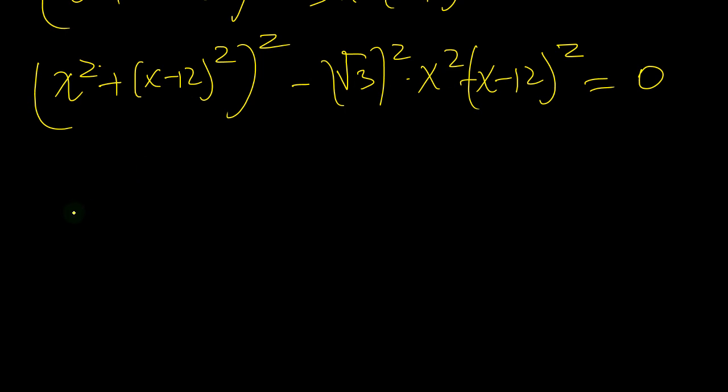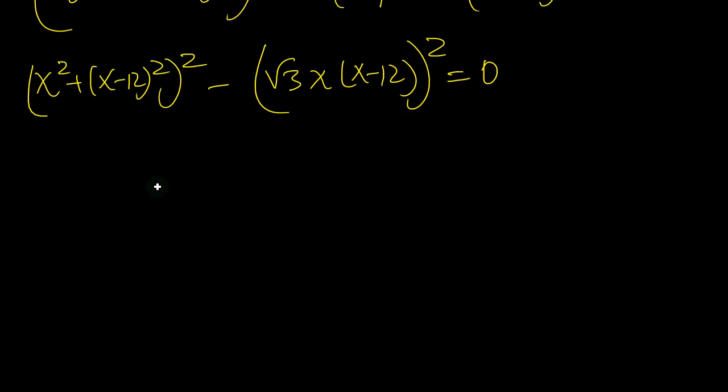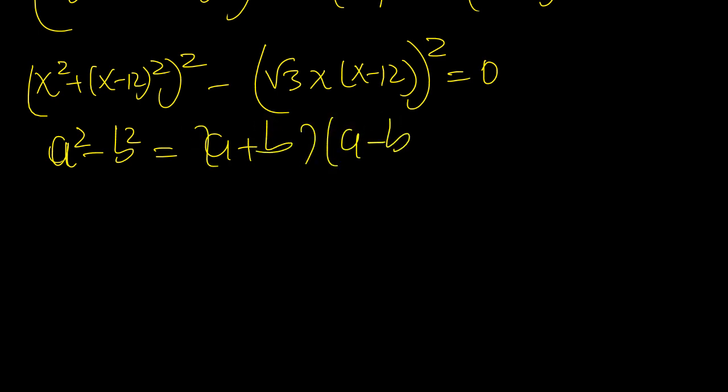So how can we write this, guys? This is then x squared plus x minus 12, squared, to the power of 2, minus square root of 3, which multiplies x minus 12, to the power of 2, and then this is 0. So now I have a difference of squares: a squared minus b squared. I can say that this is a plus b, and a minus b.